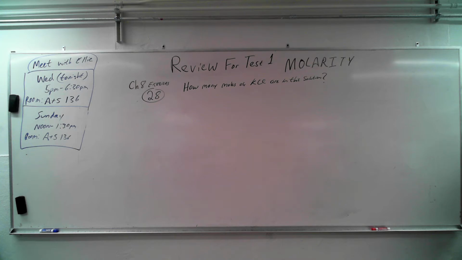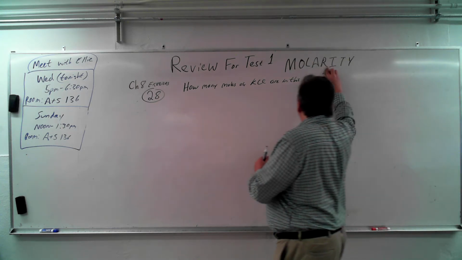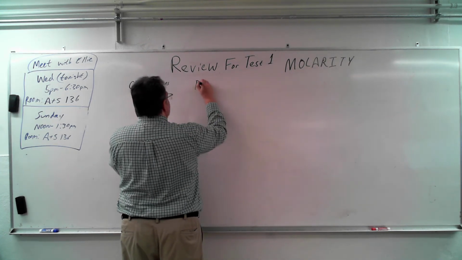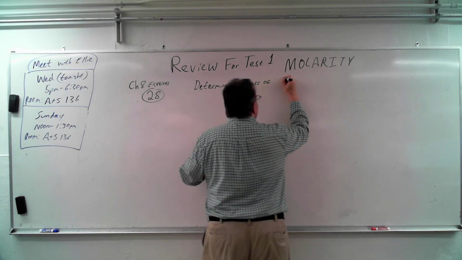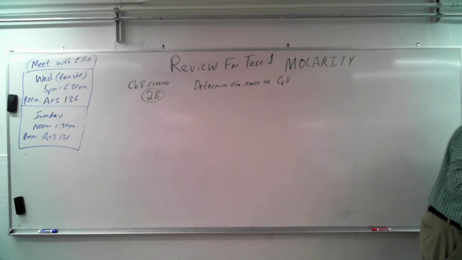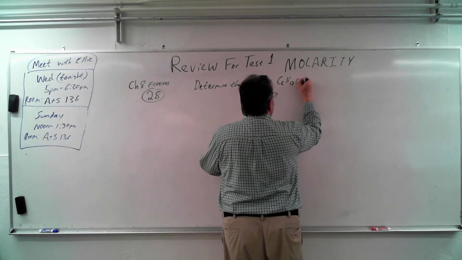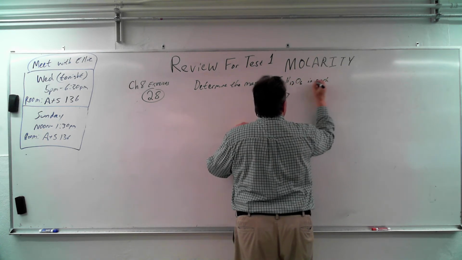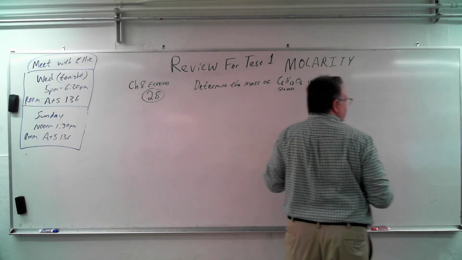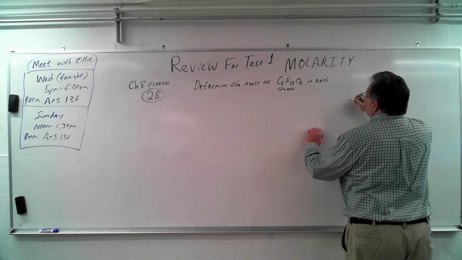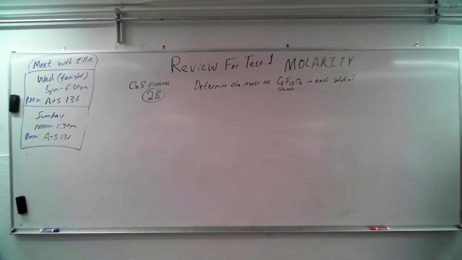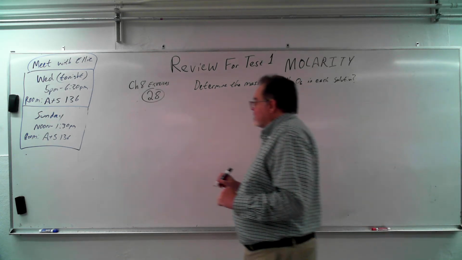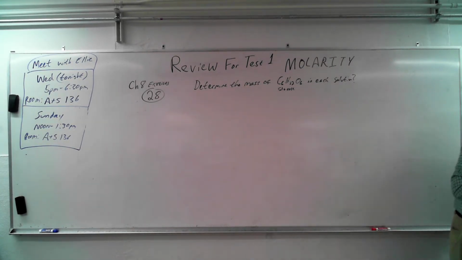Determine the mass of glucose in each glucose solution. C6H12O6. Five liters. 122.0 milliliters.